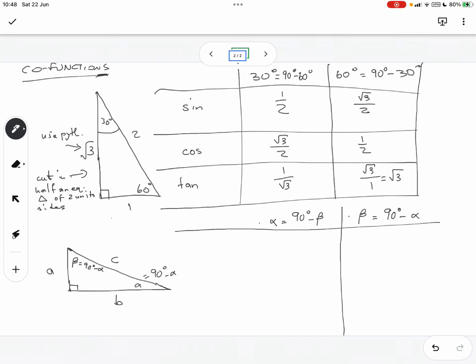So we'll start with sine, and we'll define sine in terms of alpha. For the angle alpha, sine is opposite over hypotenuse. So based on the angle alpha, how do we define it using the lengths of these sides? What's the sine of alpha? Opposite over hypotenuse, which side?